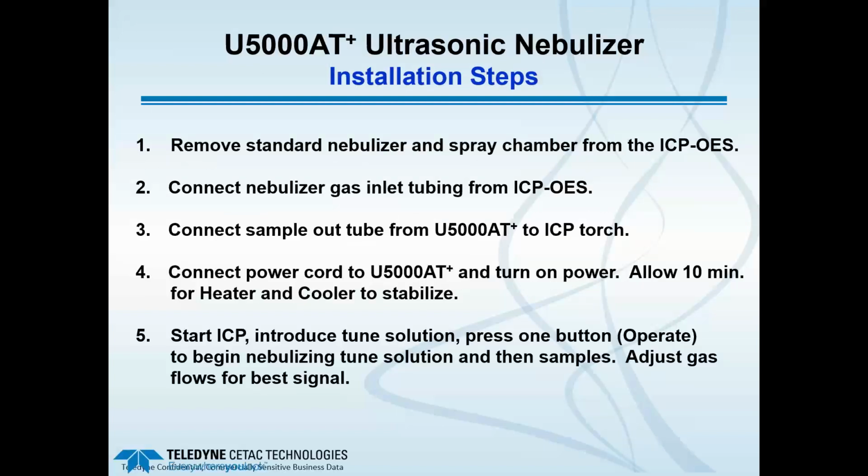Installation steps. I do want to go over these with a little bit of detail, but just to show you that the installation steps are very straightforward. First, we remove the standard nebulizer and spray chamber from the host ICP. We connect the nebulizer gas inlet tubing line from the host ICP to the ultrasonic nebulizer, and then a sample out tube from the U5000 AT+ to the ICP torch. Connect a power cord and turn on the power, and allow the heater and cooler to stabilize. That will take about 10 minutes.